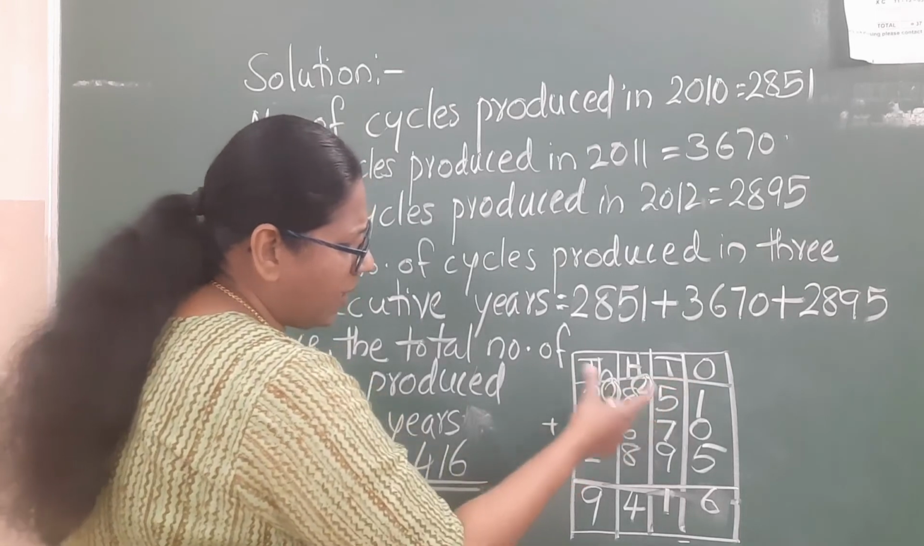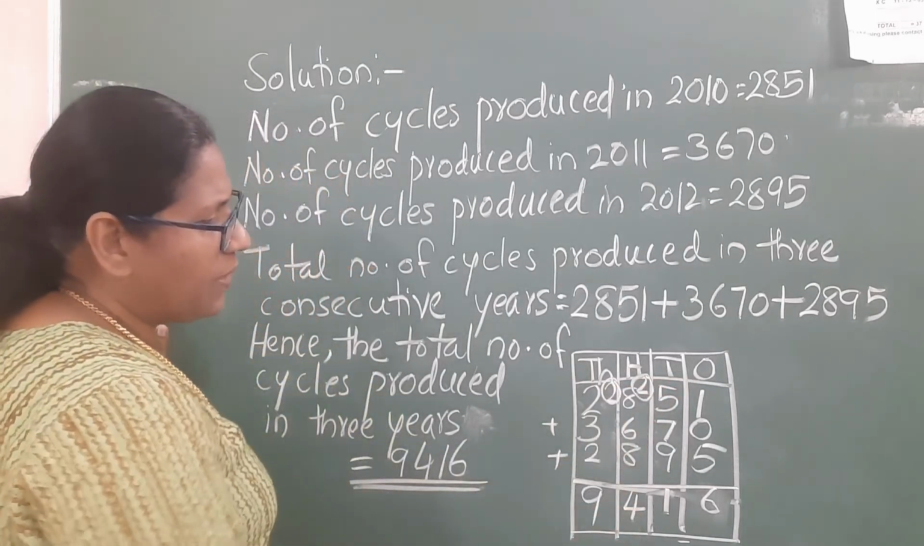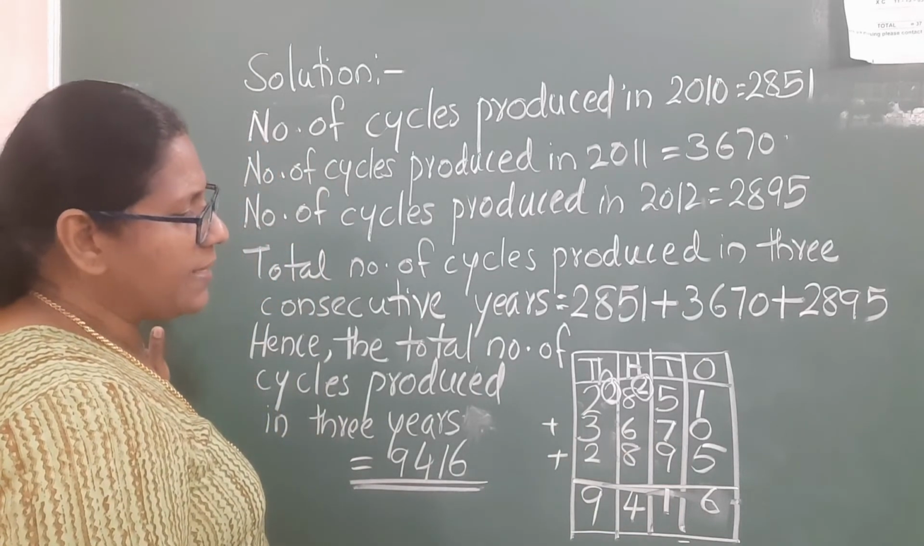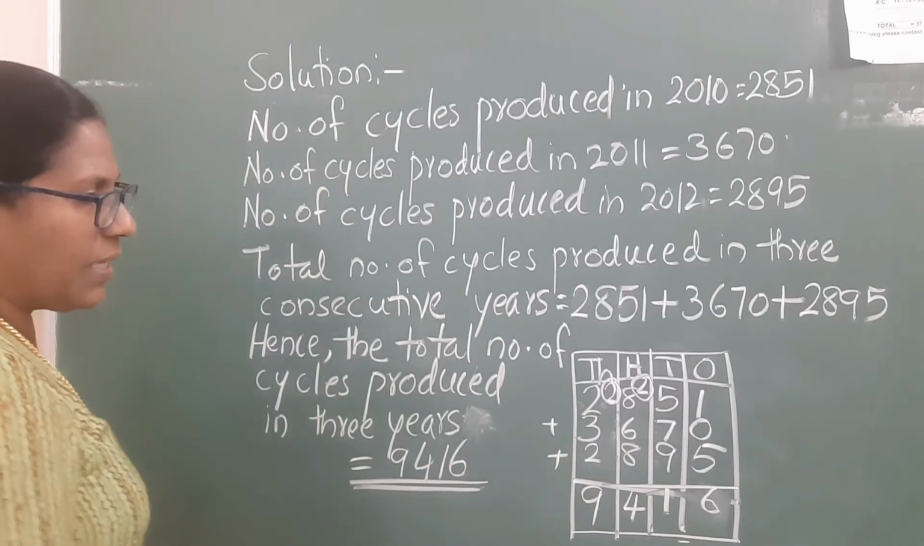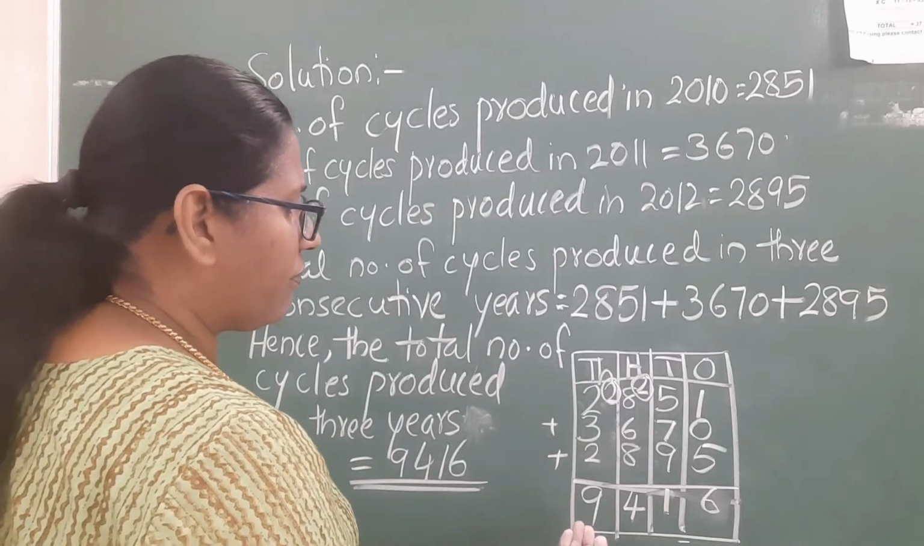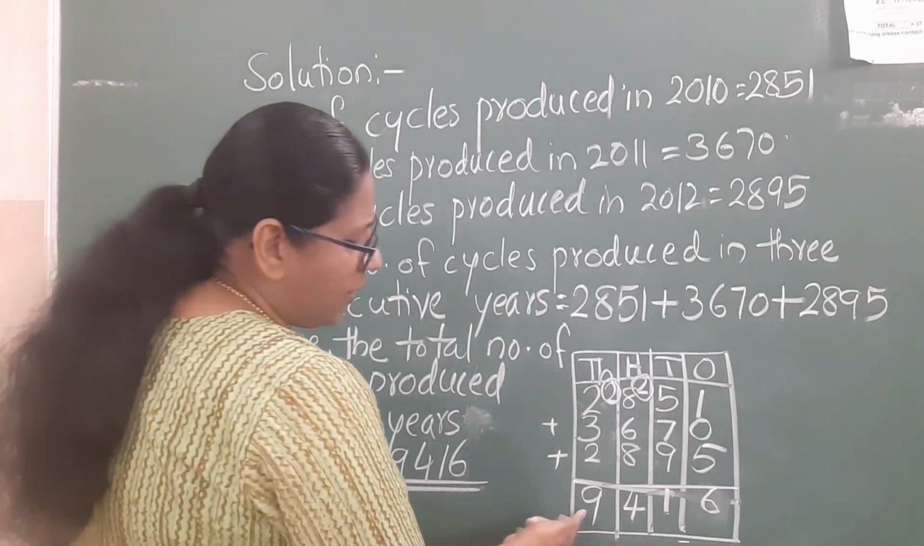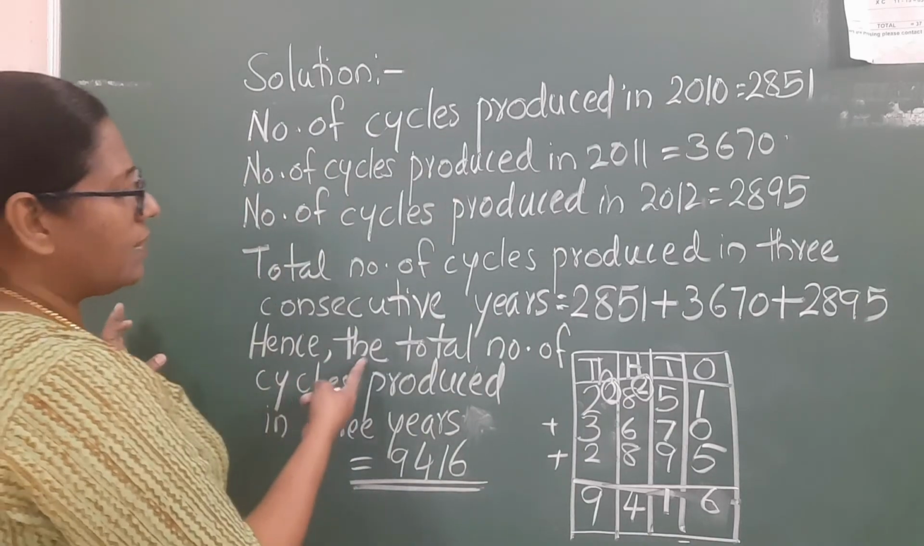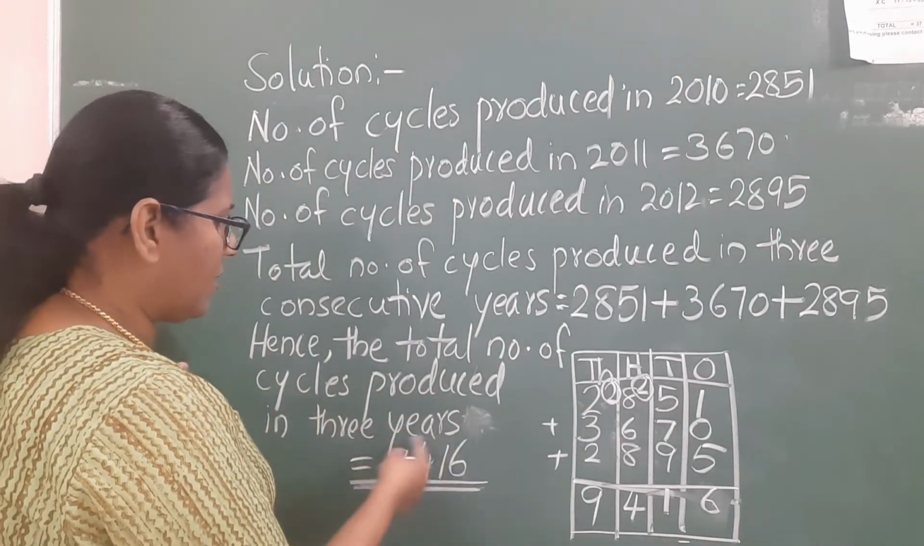Make the place value chart and then write down the numbers. Then do the addition. 2851 plus 3670 plus 2895 is equal to 9416. So hence the total number of cycles produced in 3 years is equal to 9416.